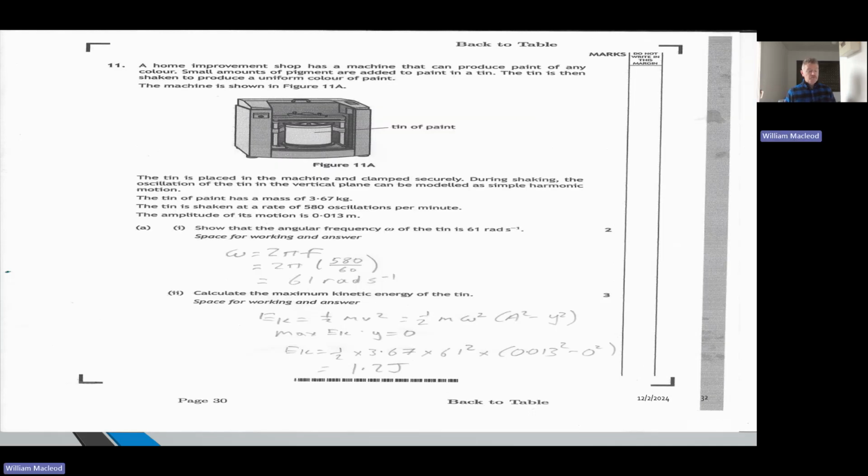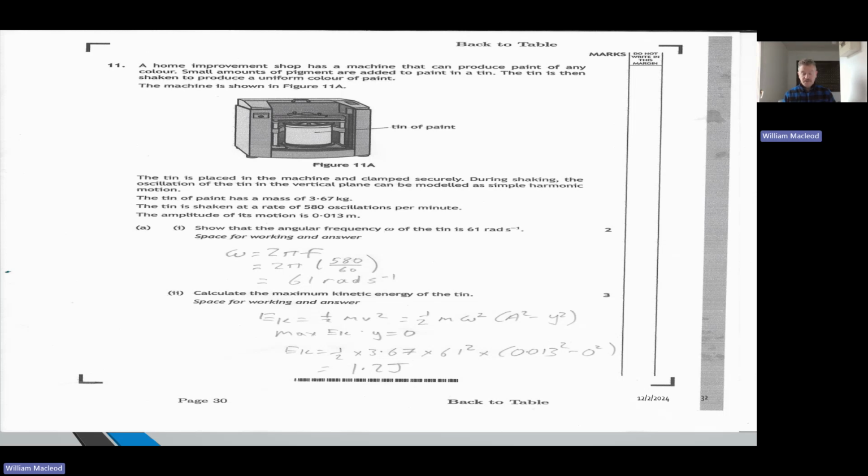Okay, a home improvement shop has a machine that can produce paint of any colour. Small amounts of pigment are added to paint in a tin. The tin is then shaken to produce a uniform colour. The tin is placed in the machine and clamped securely. During shaking, the oscillation of the tin in the vertical plane can be modelled as a simple harmonic motion. The tin of paint has a mass of 3.67 kilograms. The tin is shaken at 580 oscillations per minute, and the amplitude of the motion is 0.013 meters.